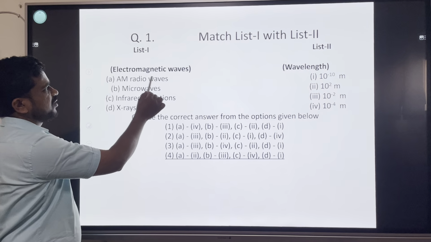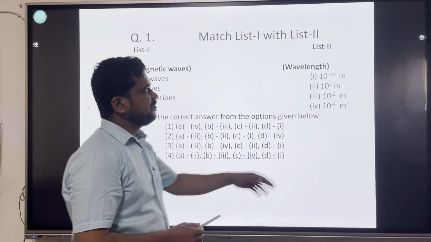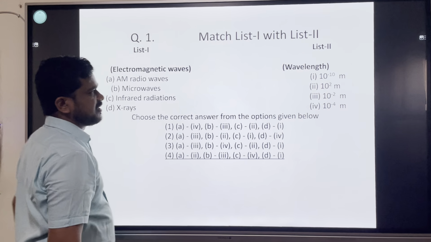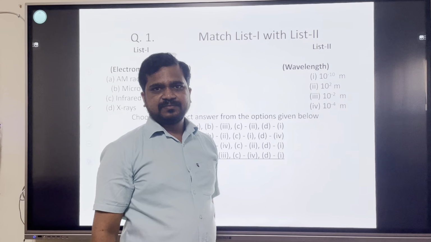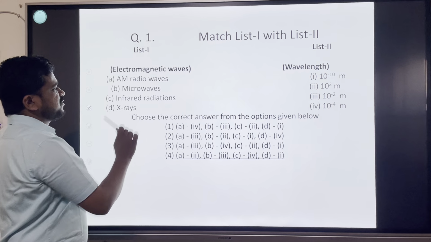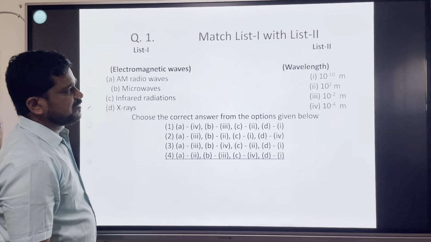Here is the first question: match list 1 with list 2. In list 1 electromagnetic waves are given, in list 2 wavelengths are given. AM radio waves, microwaves, infrared radiations and X-rays. Here are the wavelengths.